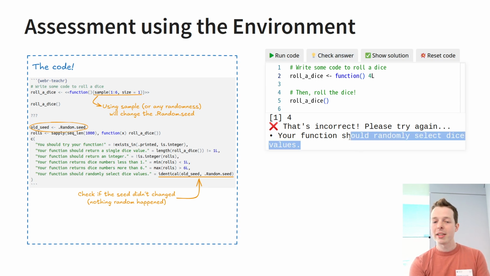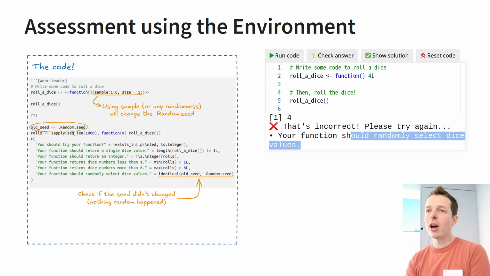It should randomly select it because it's checking the RNG state. If the random seed is changed, then it will pass this test. So that's checking the environment.